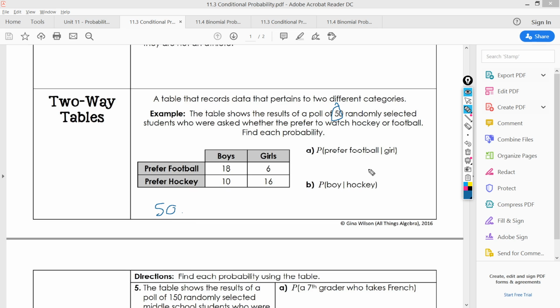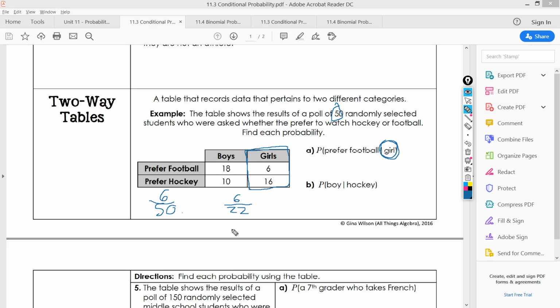But we can also say, what is the probability of preferring football given that we have a girl? So here's how we deal with the given, okay? If I just say, what's the probability of having a girl who likes football? That's 6 out of 50, right? That's easy, it's just 6 out of the total. But if it's given that it's a girl, we're no longer dividing by the total, we're dividing by this right here. So how many girls are there? Here's my girls. There are 22.